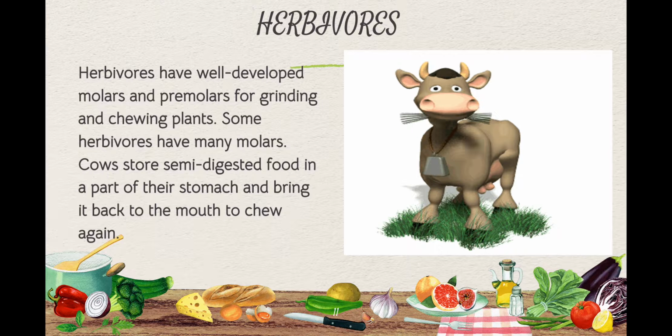So students, to whom will you call herbivores? Herbivores have well developed molars and premolars for grinding and chewing plants. Some herbivores have many molars. Cows store semi-digested food in a part of their stomach and bring it back to the mouth to chew again. They are called herbivores.